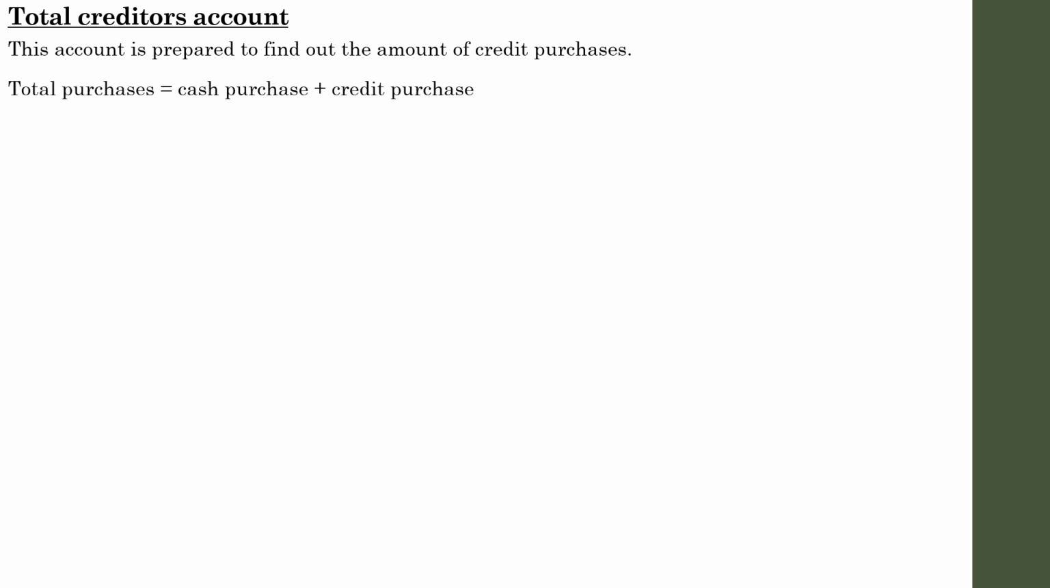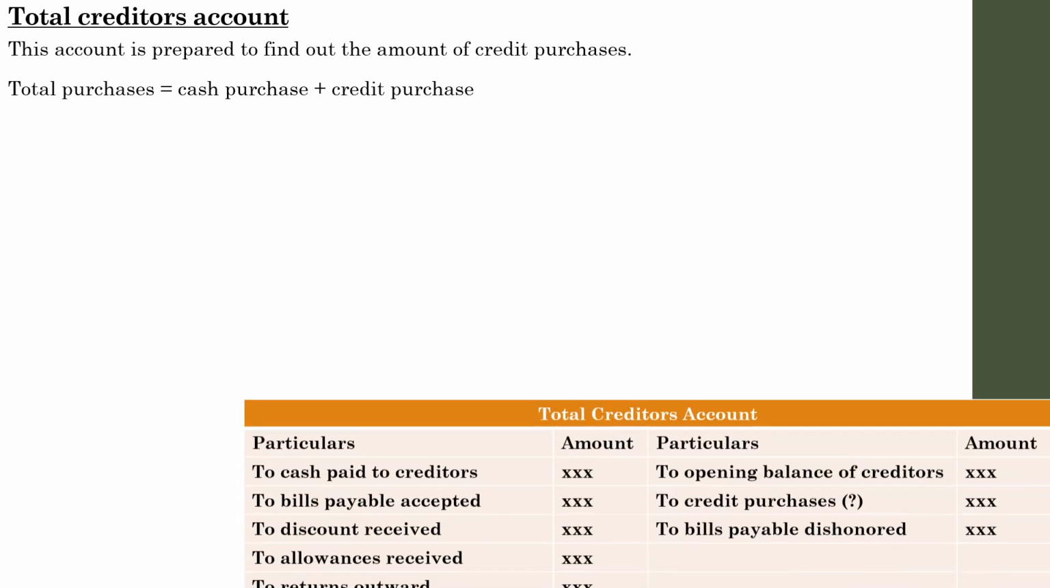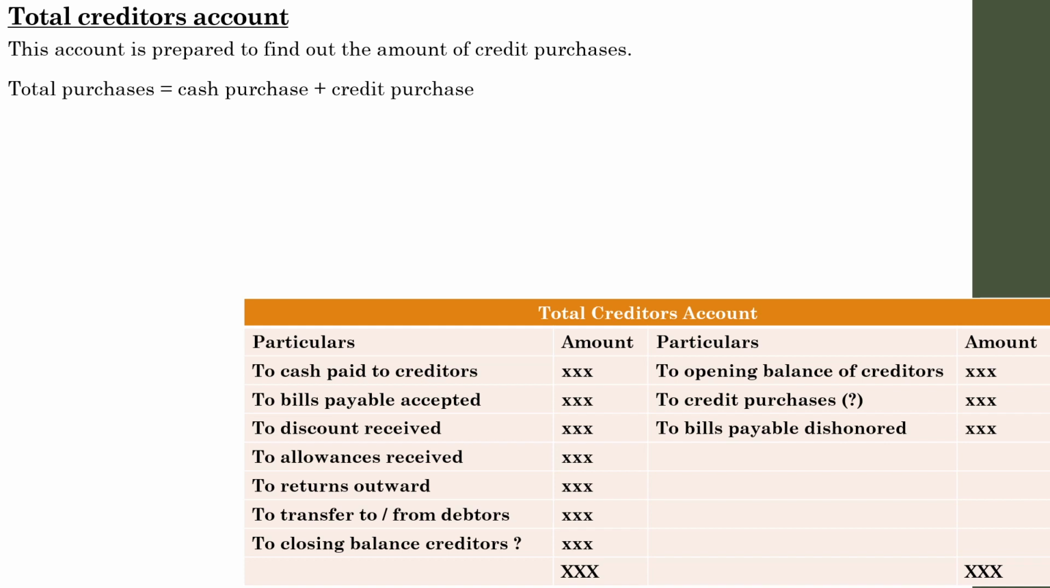Just like the total sales, here also you need to identify total purchases, because in the trading account you need to consider cash purchases as well as credit purchases. Cash purchases can be obtained from the cash book, whereas credit purchases can be identified by preparing the total creditors account. This is the format of a total creditors account. It is almost similar to the total debtors account, only the items come to the opposite sides. It begins with the opening balance and closes with the closing balance. This account is especially prepared to identify credit purchases.